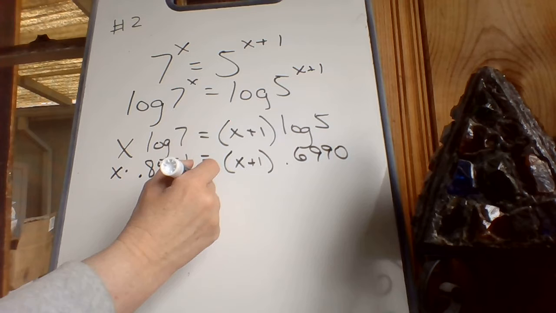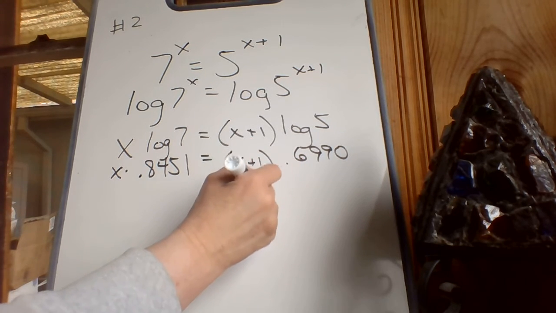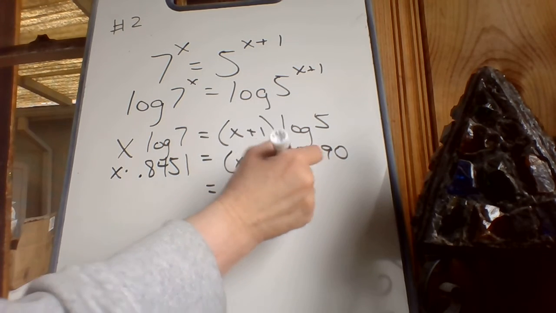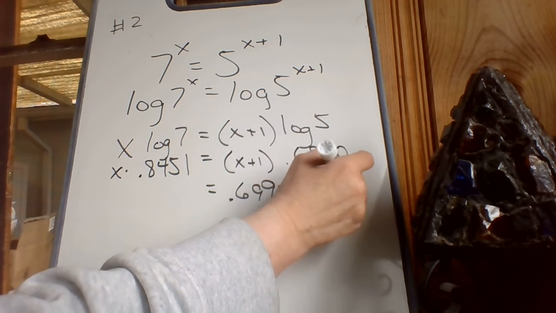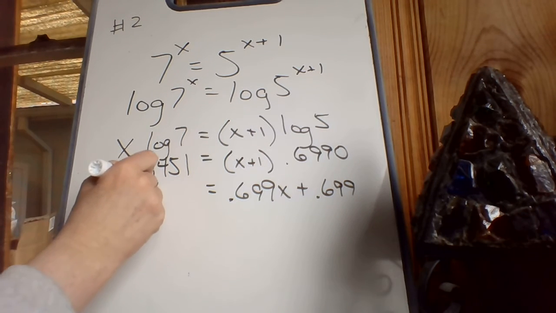Okay, now some distributive property over here. 0.699 times x, 0.699 times 1. And then 0.8451 times x.